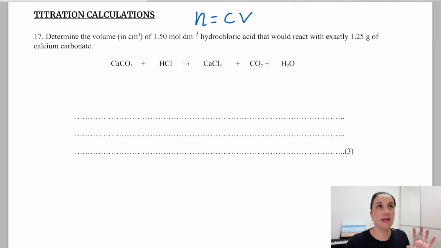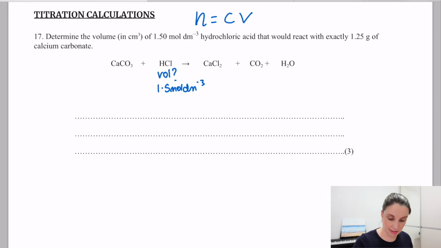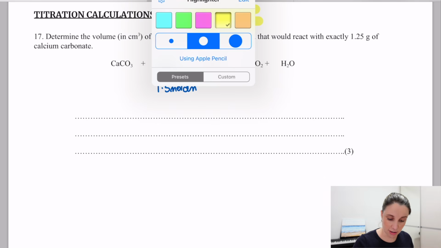This first one is a fairly simple level of titration calculation. They give you some information about the reactants and ask you to work out the missing thing. So what we've been given is determine the volume. So the volume of HCl is what we're trying to work out. And we've been given that it's 1.5 moles per dm cubed, which is a concentration. So I can see here that this is definitely going to be utilizing my equation at the top, my n equals CV. I just need to work out the moles first.